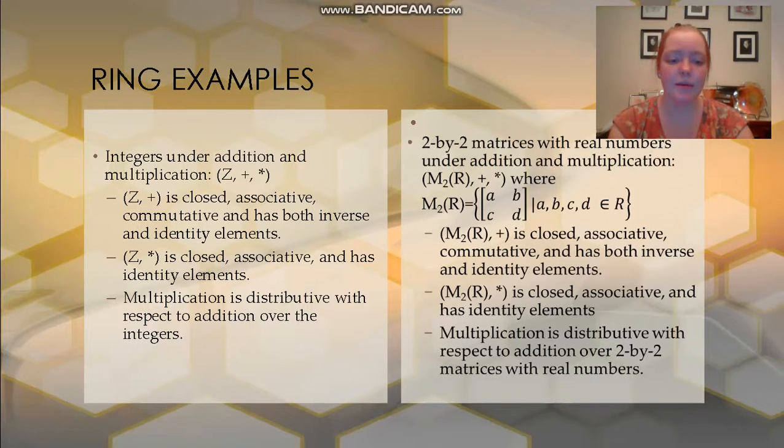The final axiom is multiplication has to be distributive with respect to addition over 2 by 2 matrices with real numbers, and we do know that you can distribute matrices over addition with multiplication. So that makes this entire set of 2 by 2 matrices with real numbers under addition and multiplication a ring.